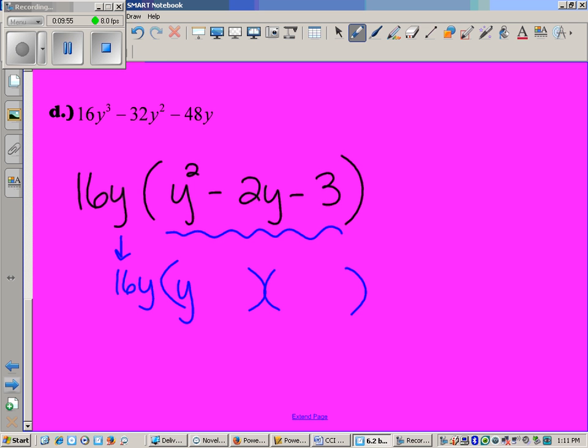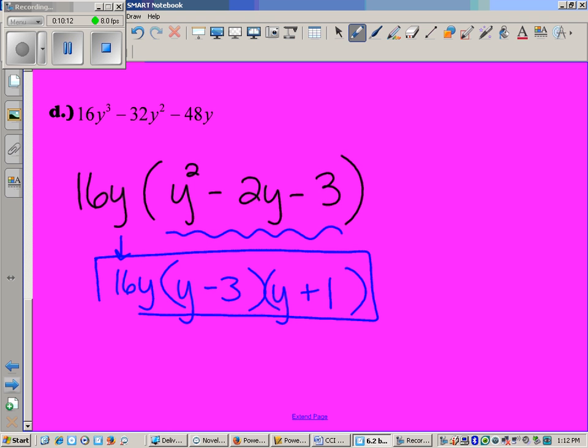Let's break up the y squared into y here and y here. What numbers multiply to negative 3 that when you add them together, you get -2? Multiply to -3, add to -2. Can I say -3 and +1? That would be your factored answer.